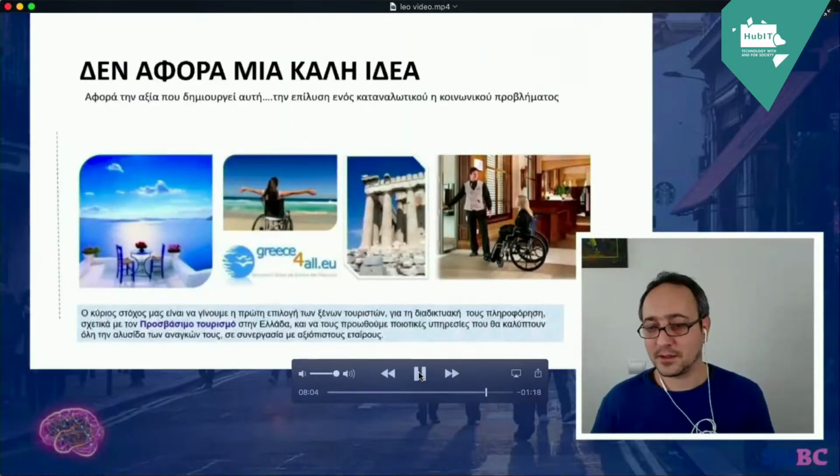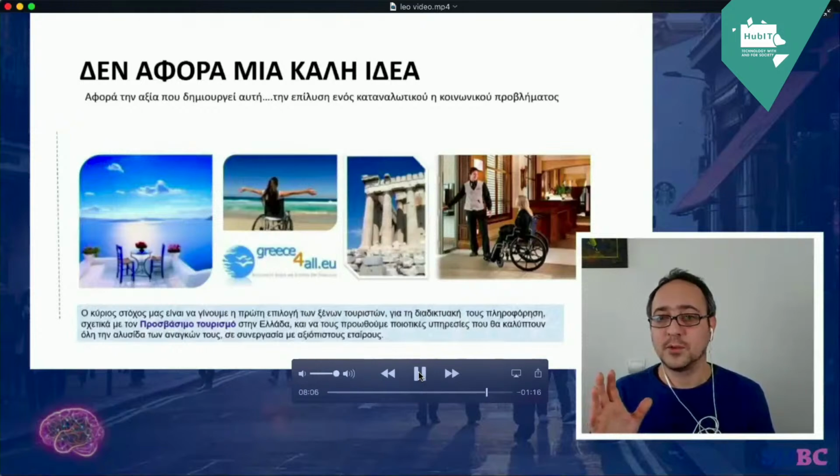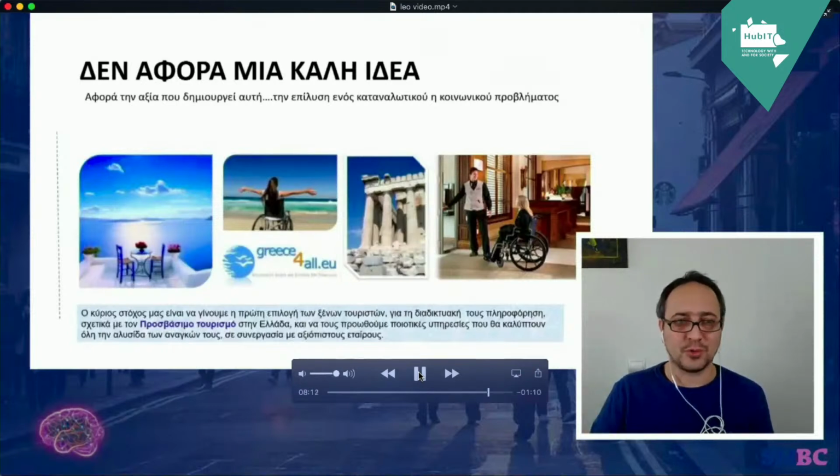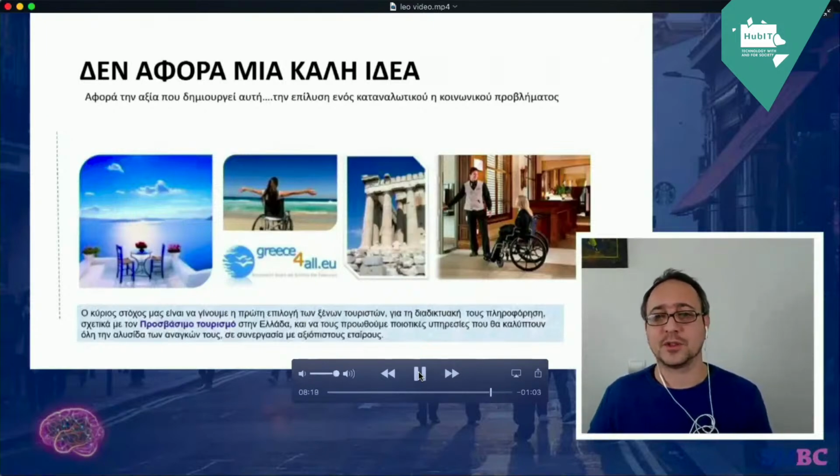Lastly, by closing, Greece for All was a company that invested in accessible tourism. I'm not sure where they are right now. I know that they were acquired by a bigger non-profit company. It was a great case. What they did, the case is easy. If you are disabled, you don't travel if you don't feel safe. They made disabled people feel safe by mapping the city.